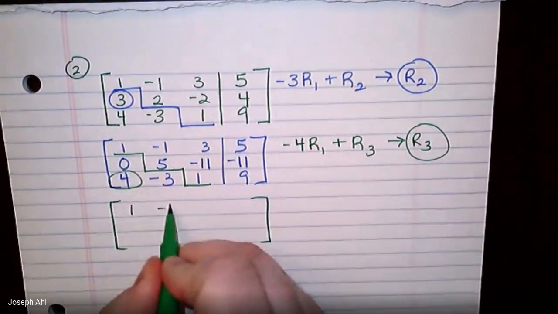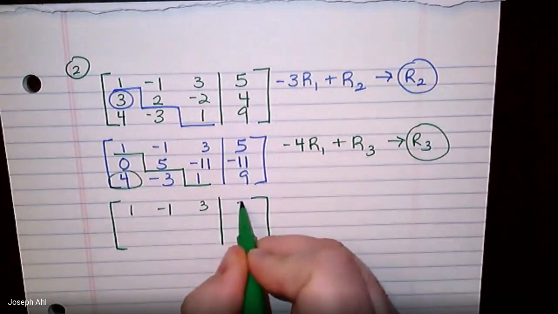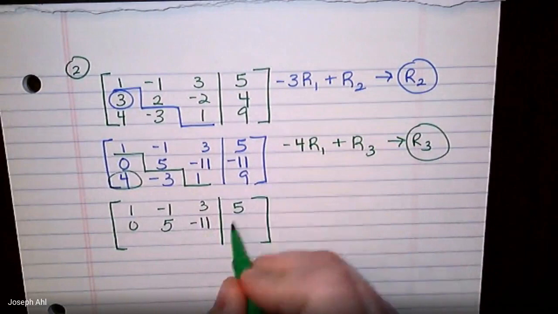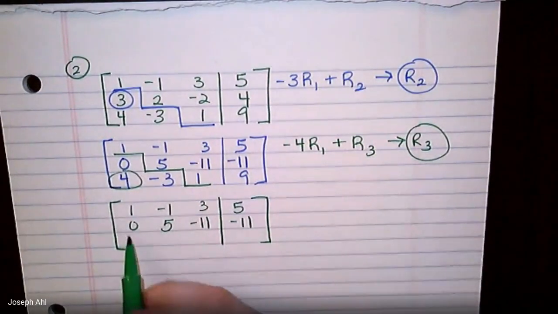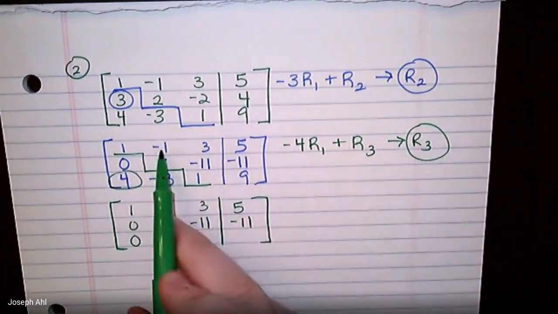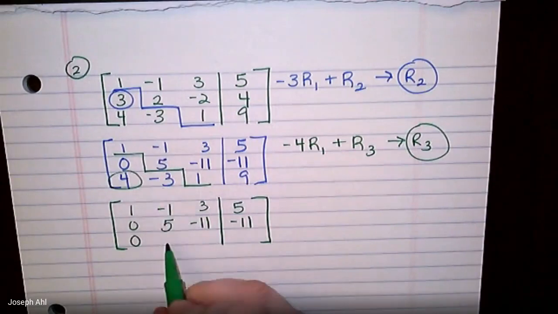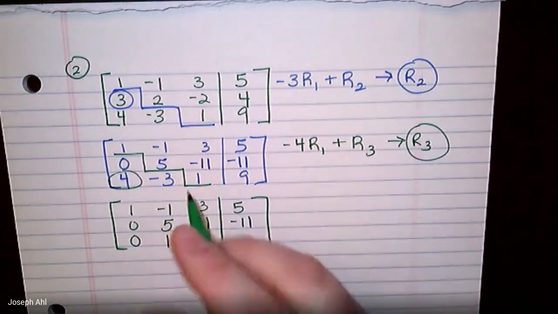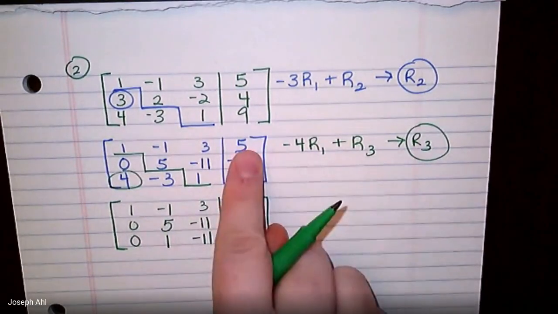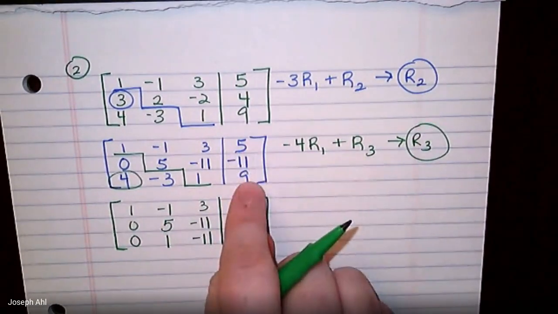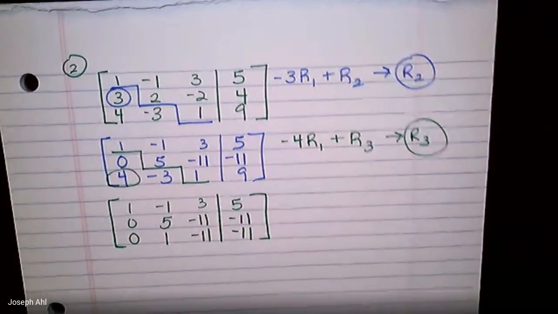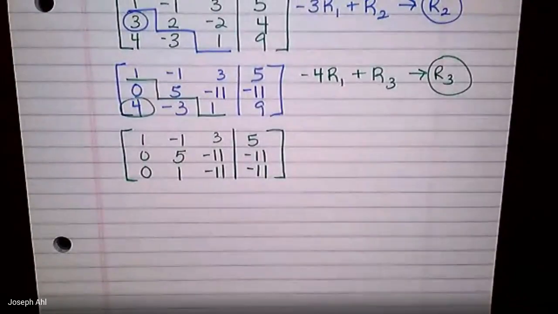Okay, so go ahead and recopy row 1. Row 2 is not going to change. So then we get 0 in the spot, which is good. -4 times -1 is 4, plus -3 is 1. -4 times 3, -12, plus 1 is -11. -4 times 5 is -20. -20 plus 9 is -11. Boy, we really love the number -11 in this system. It's hanging out all at the end there, isn't it?